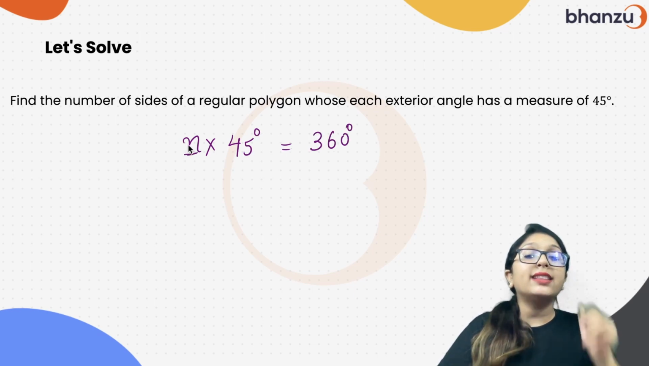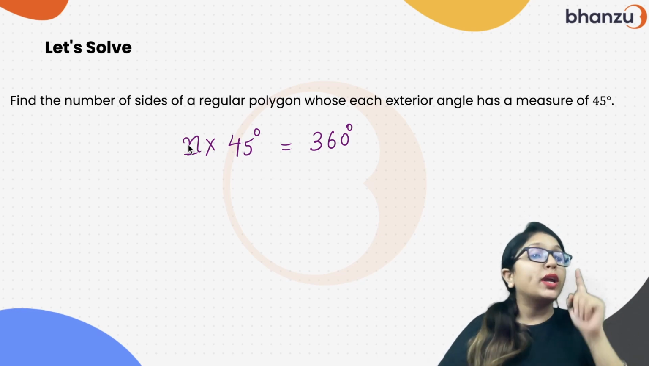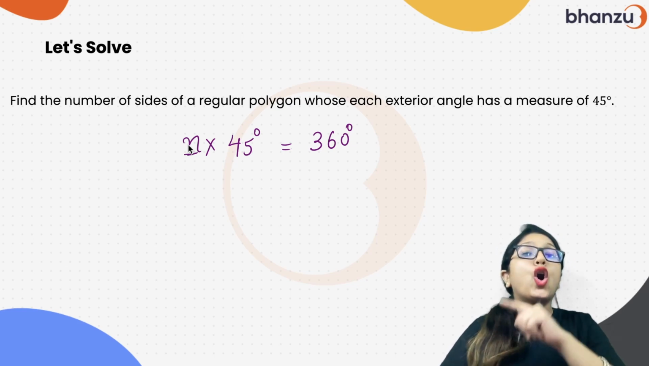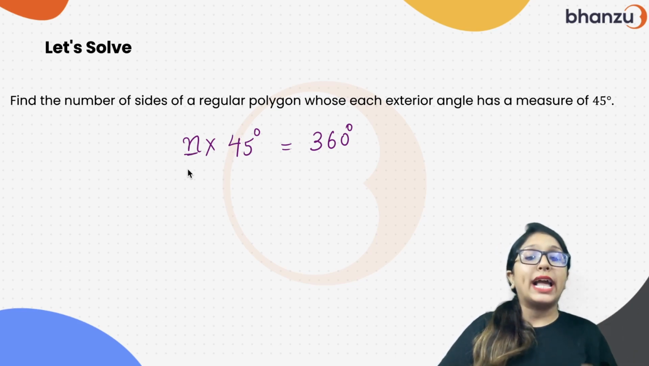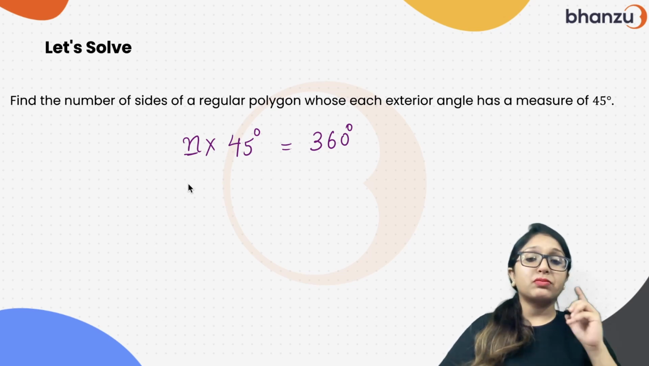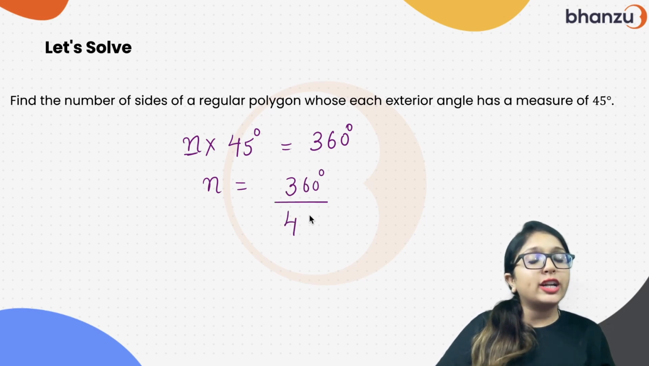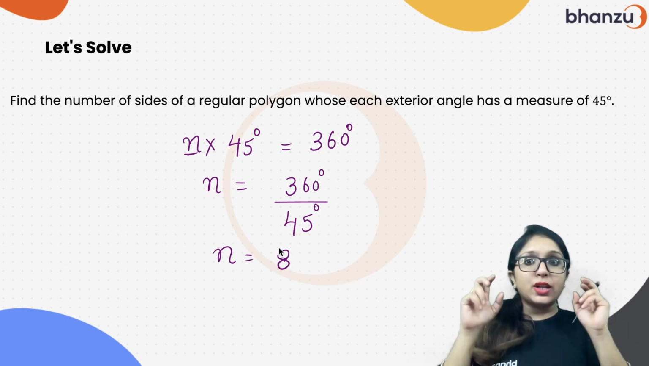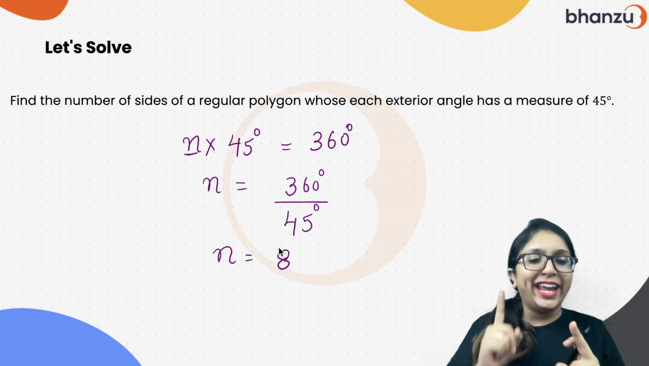So what is this n? This n is the number of sides of a regular polygon. So in a regular polygon we know that all the angles are of the same size. So now if we have to calculate the value of n, this is going to be n is equal to 360 degrees over 45 degrees. So the value of n is going to be 8. So this means the number of sides of the regular polygon is 8.